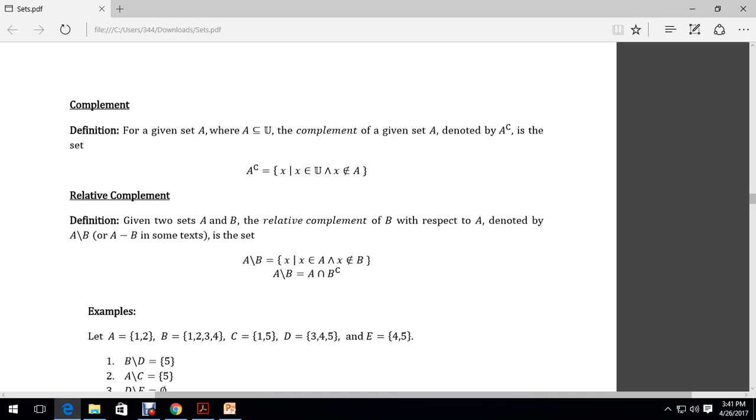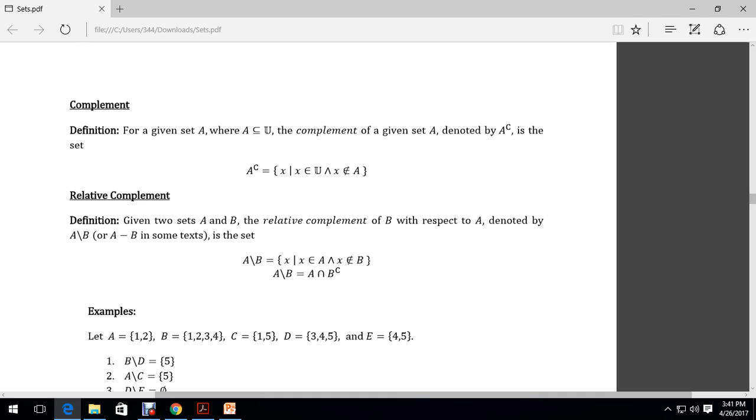So we have two sets, A and B. Then the relative complement of B with respect to A, denoted by this symbol. Again, this is read as the relative complement of B with respect to A, is given by the set of all elements X such that X is an element of A, but X is not an element of B. Or simply, this statement can be represented by the symbol. The relative complement of B with respect to A is equal to A intersection B complement.